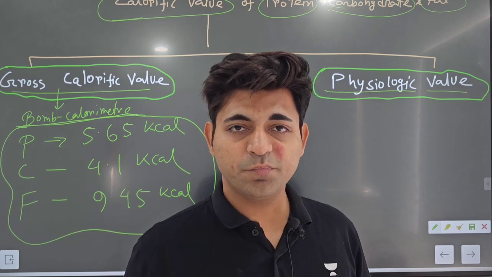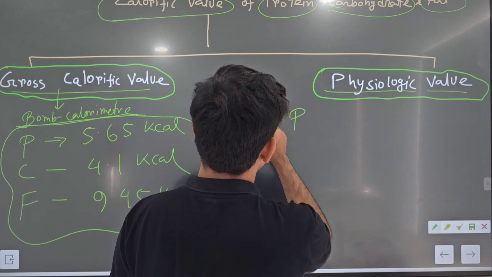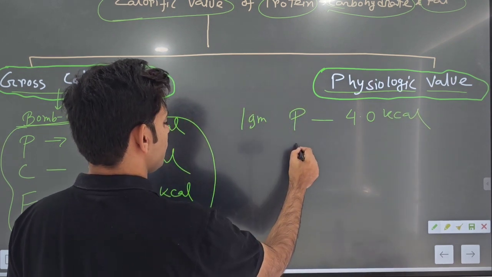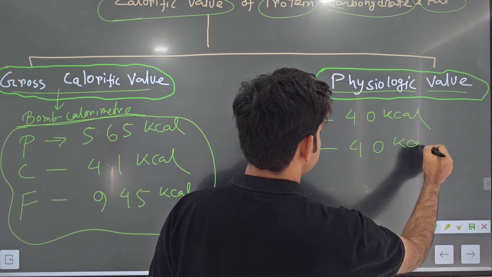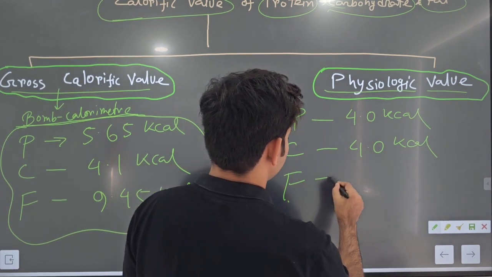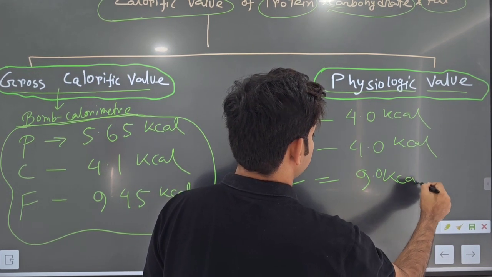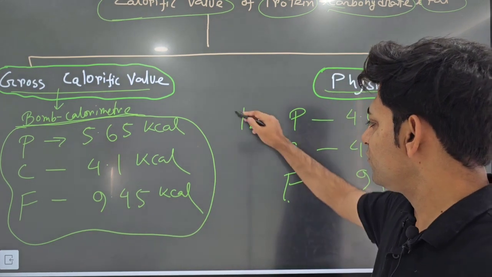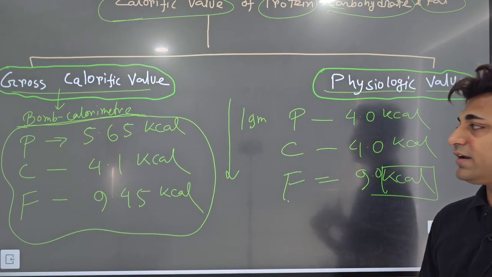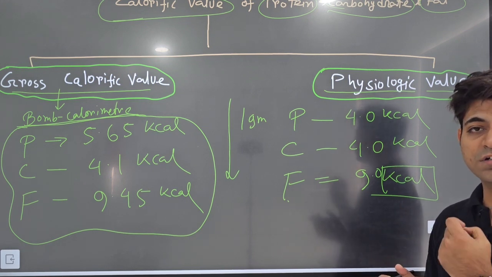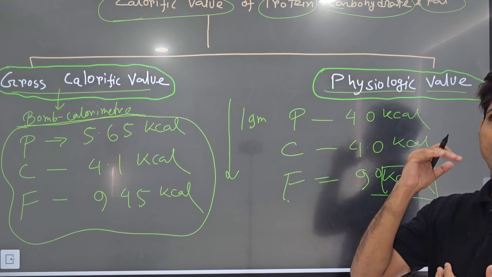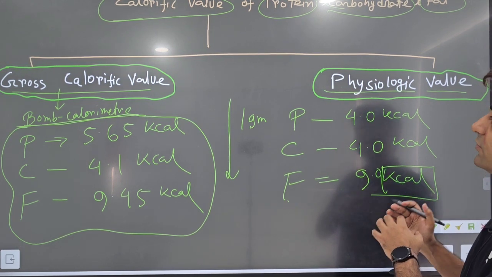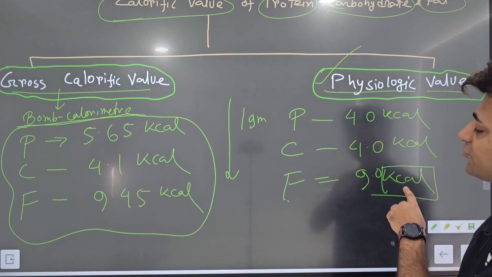But when oxidation of protein, carbohydrate and fat occurs inside the body, then 1 gram of protein will produce 4 kilocalorie energy, 1 gram of carbohydrate will also produce 4 kilocalorie energy, whereas 1 gram of fat will produce 9.0 kilocalorie of energy. So that is the physiologic value. Inside our body, why is the value a little bit decreased? Because when we take in this protein, carbohydrate, fat, and the oxidation goes on inside the cell, the oxygen present is not like atmospheric oxygen. That is the reason their calorific value is decreased while their oxidation is going on inside our body.